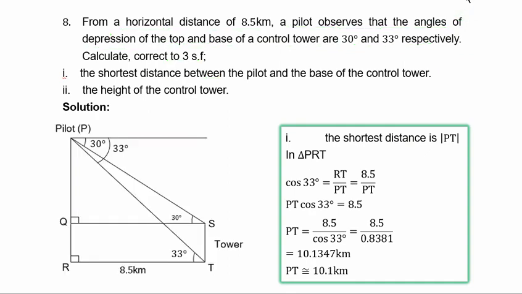The solution continues. I've already explained the diagram. ST is the tower. The pilot is somewhere here. So from here to the top, the angle of depression is 30, then to the base, the angle of depression is 33. So here becomes 30, angle of elevation equals angle of depression. Here is 33. The shortest distance is PT.